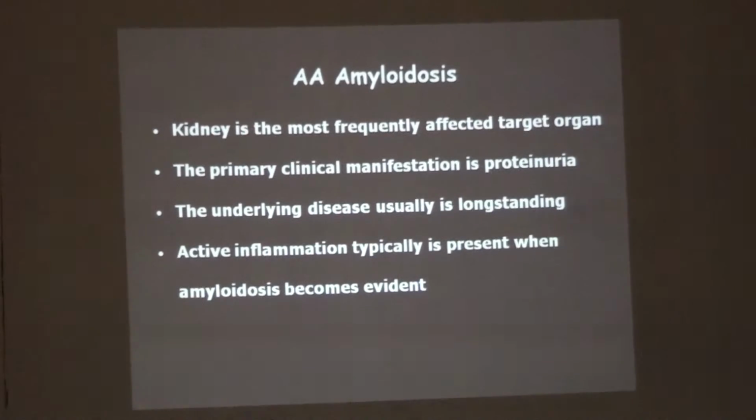Primary clinical manifestation is proteinuria. The underlying disease usually is long-standing, and active inflammation is typically present when amyloidosis becomes evident.